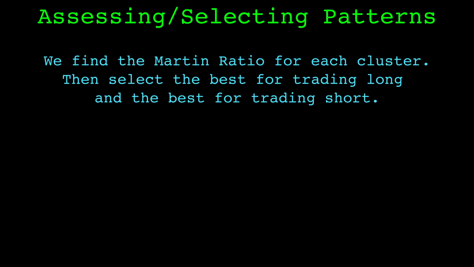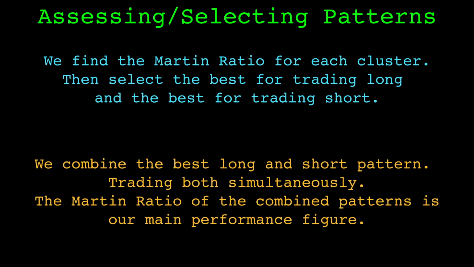After we find the Martin ratio for each cluster, we will select the best pattern for trading long and the best pattern for trading short. We will combine the signals of the best long and short patterns, then compute the Martin ratio on the combined version. This will be our final performance figure. Let's look at the code for this.